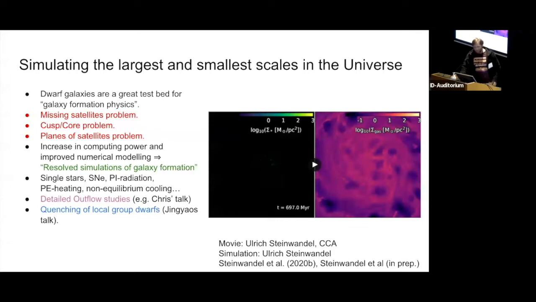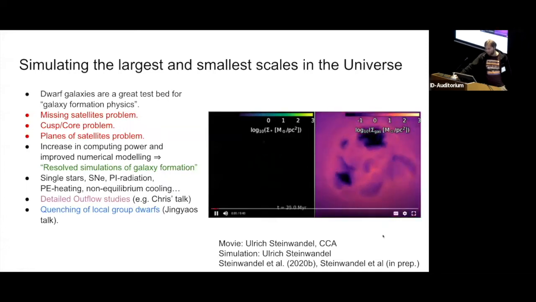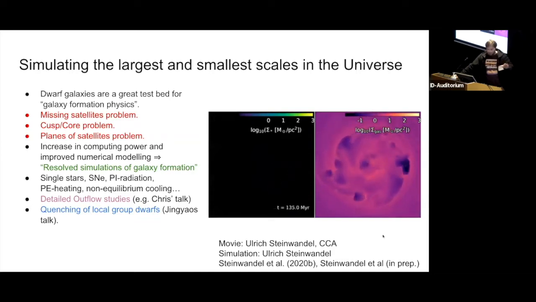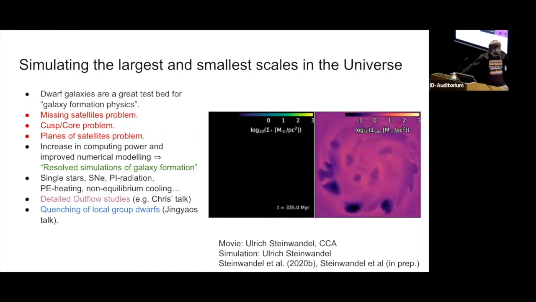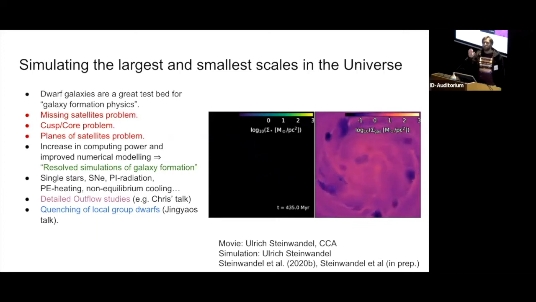It's okay. So you should see here a movie playing of, there we go, a resolved dwarf galaxy simulation. This is the highest resolution we can do. We include single stars, supernovae, resolved supernovae, photoionizing radiation, photoelectric heating, non-equilibrium cooling, the full spectrum of feedback physics we think is important. And why should we look at dwarfs in that sense?